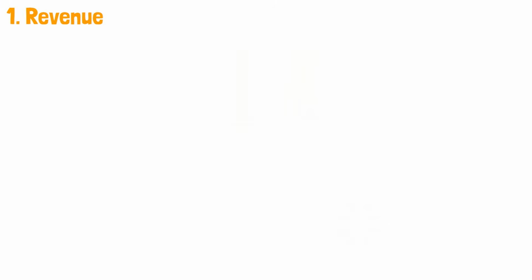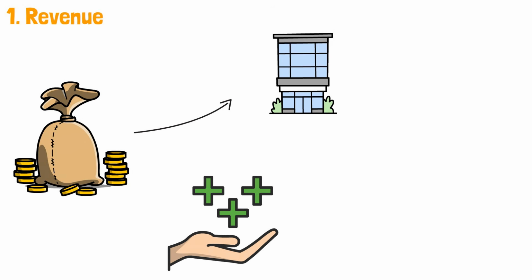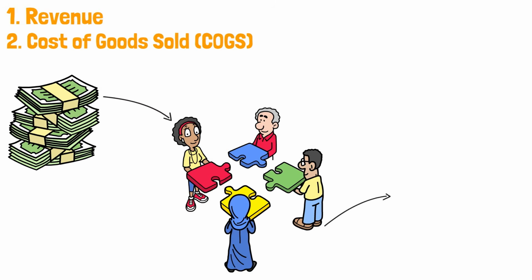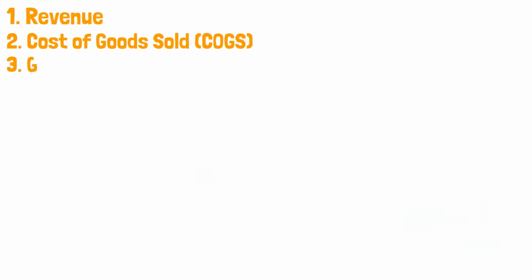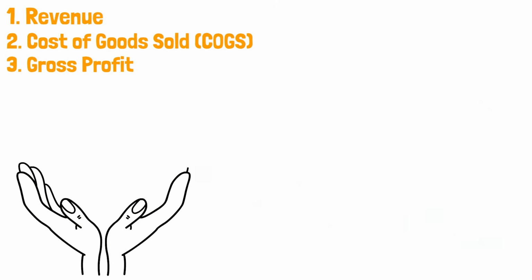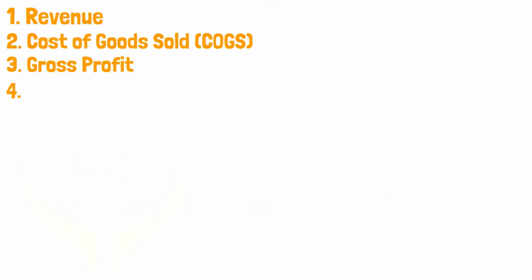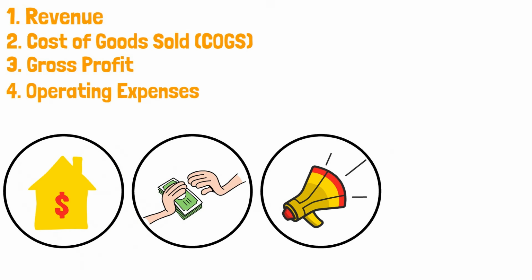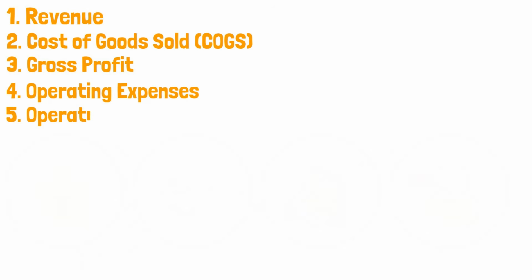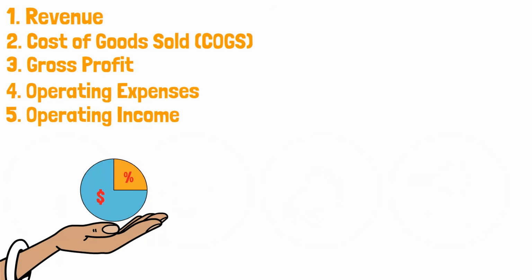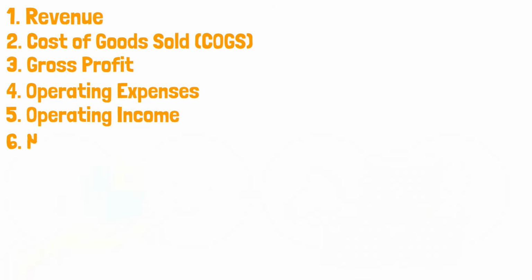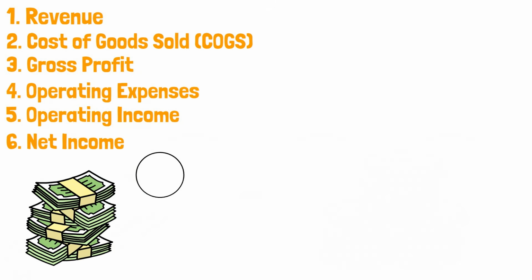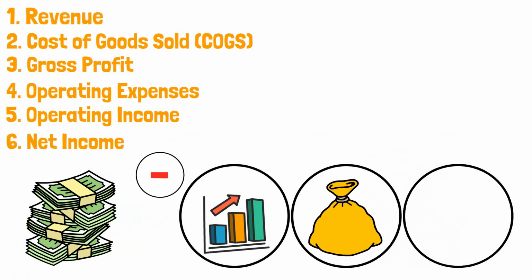First, revenue. This is the total money the company earned from selling products or services. Second, cost of goods sold, or COGS. These are the direct costs of producing the goods or services sold. Third, gross profit. Revenue minus COGS. Fourth, operating expenses. This includes things like rent, salaries, marketing, and other overhead costs. Fifth, operating income. Gross profit minus operating expenses. And finally, net income. The final profit after deducting interest, taxes, and any other expenses.